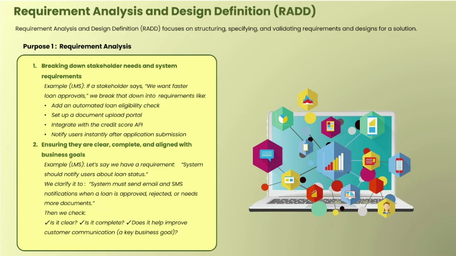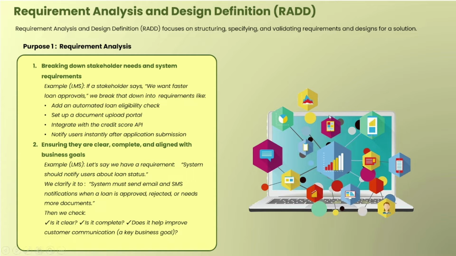So the example is here. Let's say we have a requirement: system should notify user about loan status. So we clarify that requirement in this way: system must send email and SMS notification when a loan is approved, rejected or needs more documents. So we are double checking whether it is clear, whether it is complete, and whether it helps improve customer communication, a key business goal. So in this way we check whether the requirement meets or is aligned with the business goal.